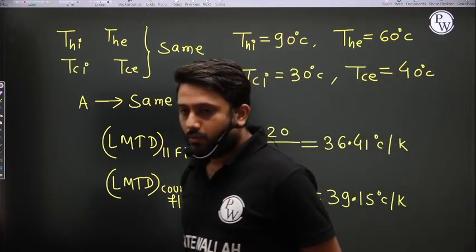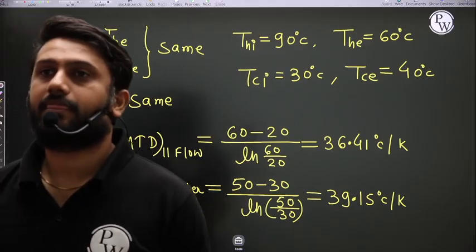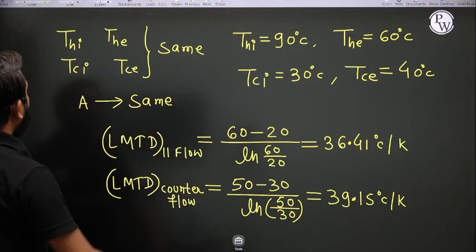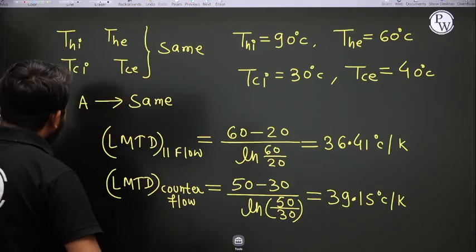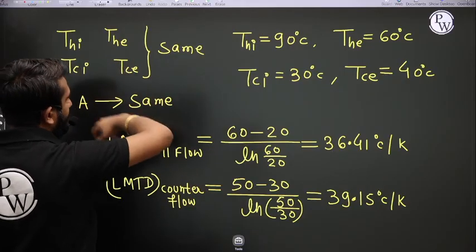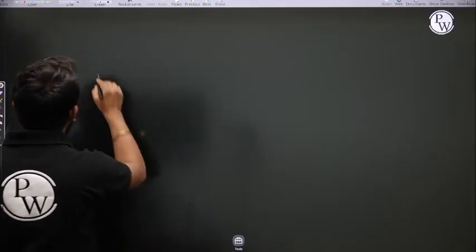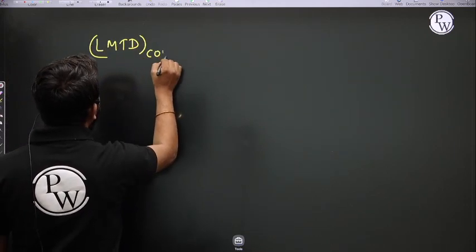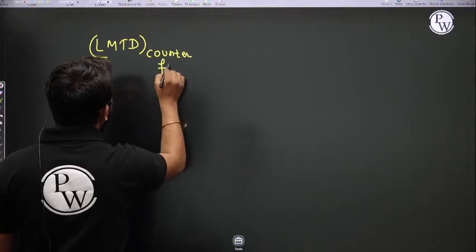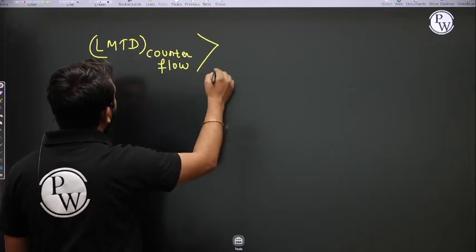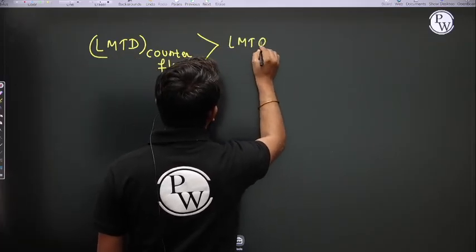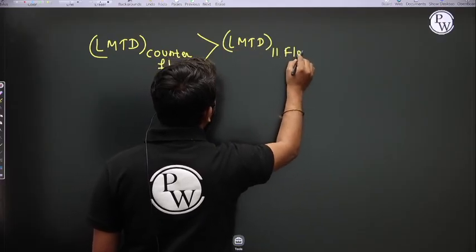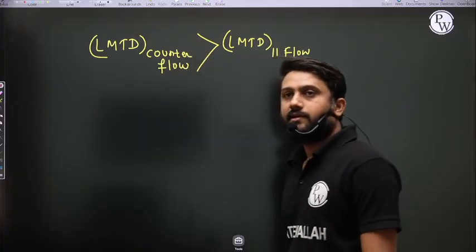Right. So what can you conclude from here? The conclusion is, if this condition exists, then I can say the LMTD of counter flow is greater than the LMTD of parallel flow. Is it clear?